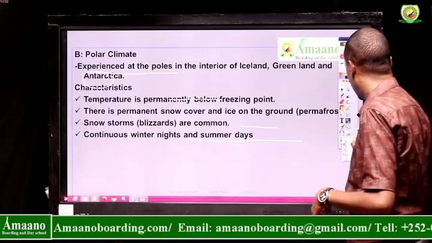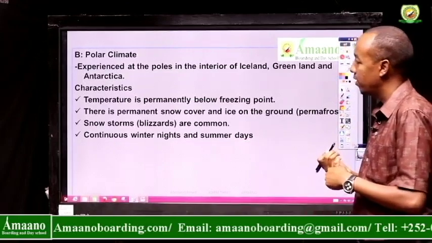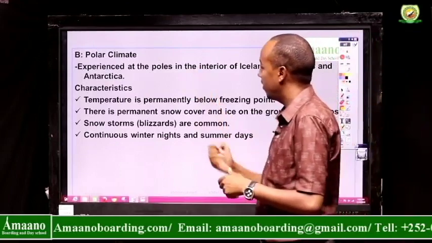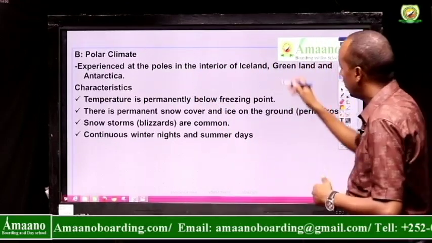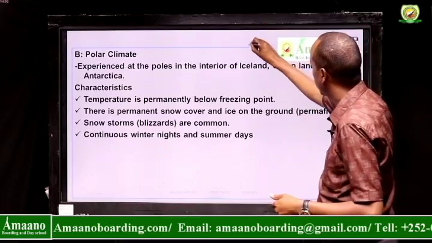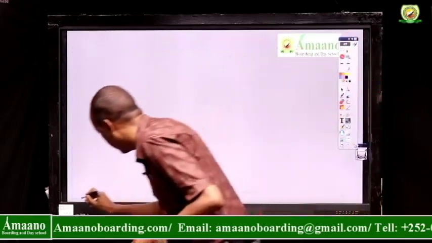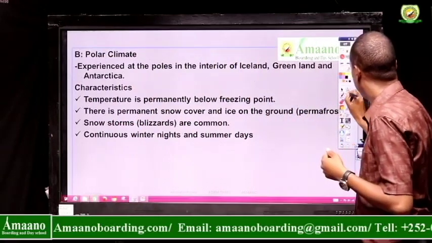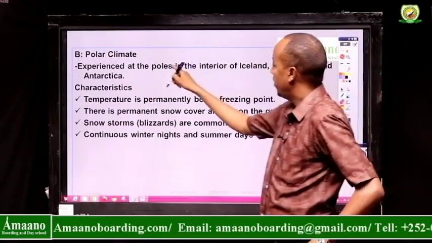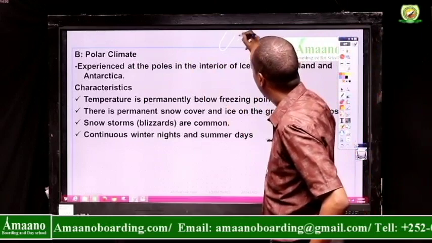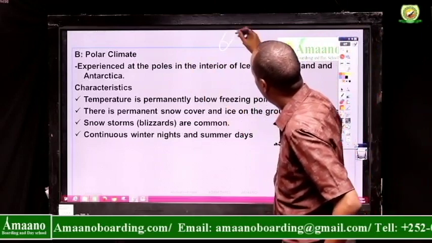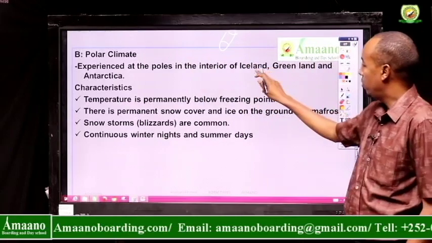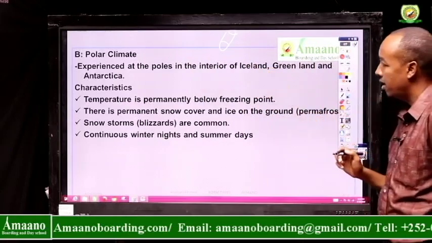The polar climate. We are talking about the cold climate. We divided it into two types, so this is the second one. This one is experienced at the poles, the two poles of the world, okay? Generally it's experienced at the poles, the North Pole, and at the same time the South Pole, the two poles. In terms of countries, Iceland, Greenland, and Antarctica.